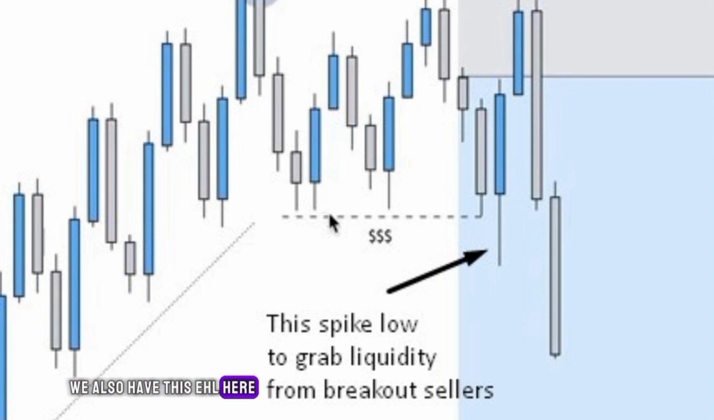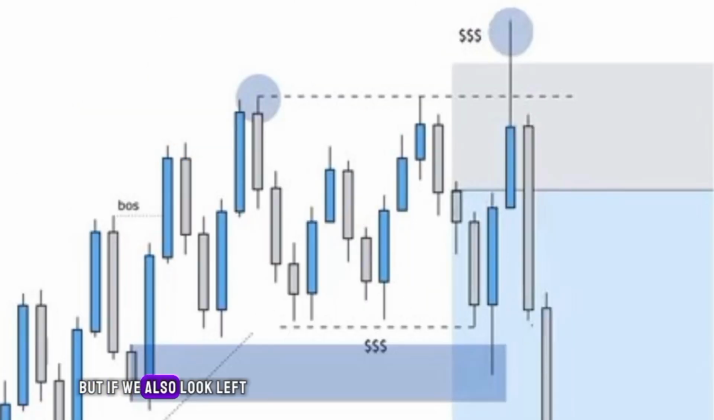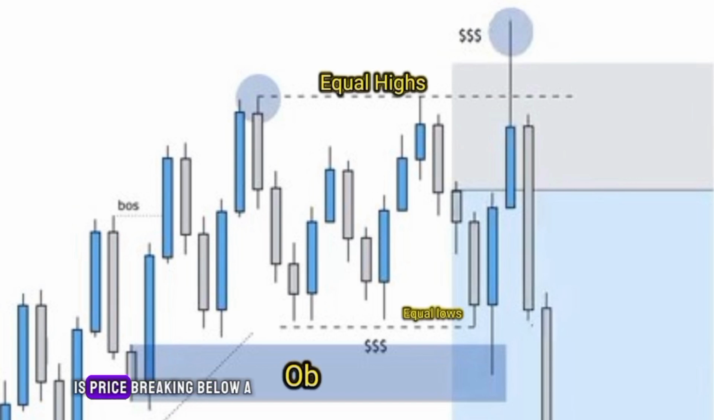And if we also see what happened before price came up to take liquidity, we also have this EHL here and we can see this spike low. So essentially we actually took liquidity from the sell side, for anyone looking for sell on breakout in this double bottom here. But if we also look left, what we can see is what we will usually see on the charts, is price breaking below a DB or EQL, which is tapping into an OB, which is seen when we look left with price action.